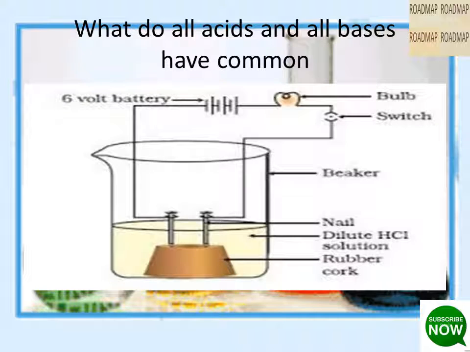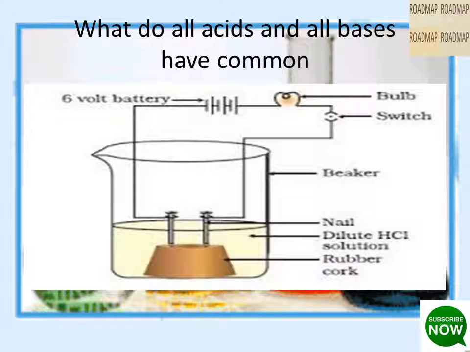Now, what do all acids and all bases have in common? We have seen that all acids have similar chemical properties. What leads to the similarity in properties? All acids generate hydrogen gas on reacting with metals. We have already seen this in the previous activity. So, consider one more activity where you take solutions of glucose, alcohol, hydrochloric acid and sulfuric acid.